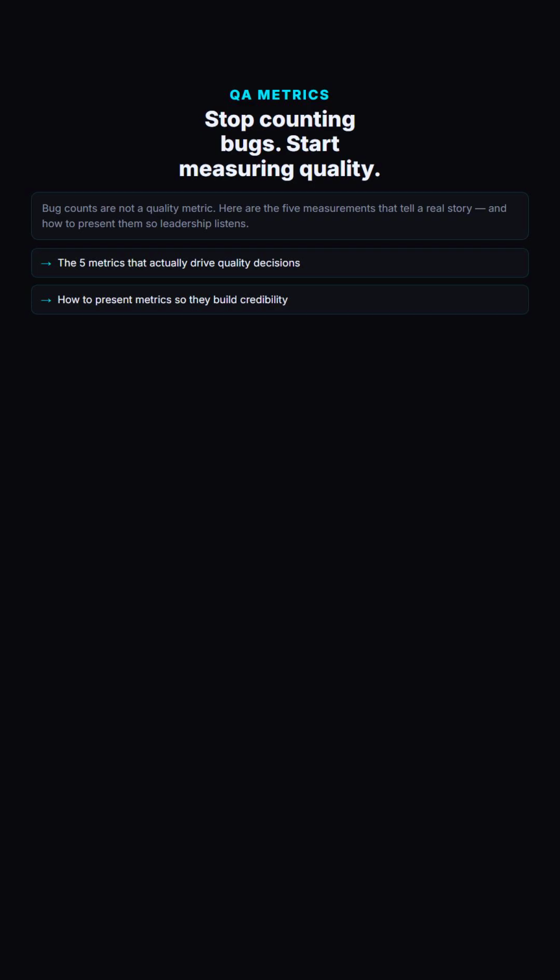Here is why. A high bug count could mean your testing is thorough and effective. It could also mean your development process is chaotic and the code quality is poor. You cannot tell which one it is from the number alone. Leadership does not care how many bugs you found. They care about risk specifically.